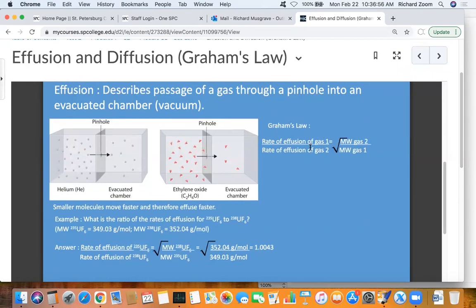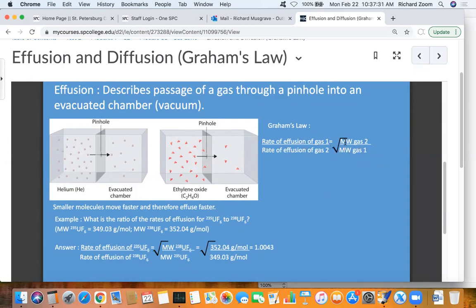And we can actually do some math on this that relates to the molecular weight. What we notice here is that the rate of effusion of gas 1 over the rate of effusion of gas 2 is equal to the square root of the molecular weight of gas 2 over gas 1. So you'll notice that it flips over. This is because it's not a directly proportionate relationship. It's an inversely proportionate relationship. Bigger molecules move slower, so the rate of effusion for bigger molecules is going to be slower as well.